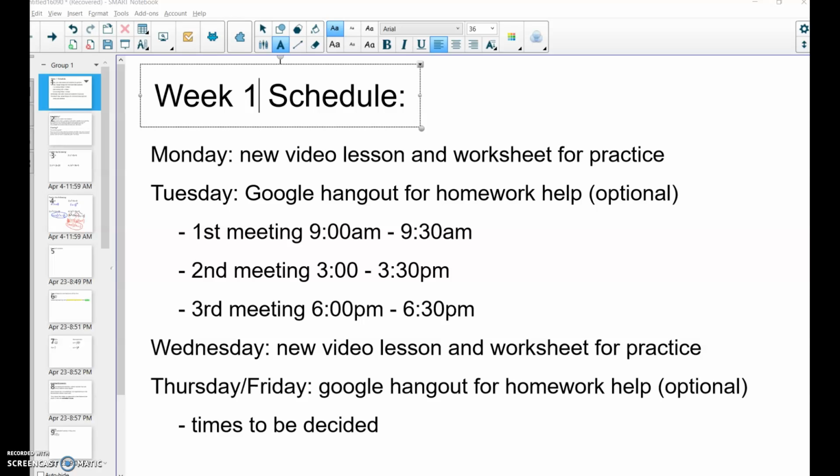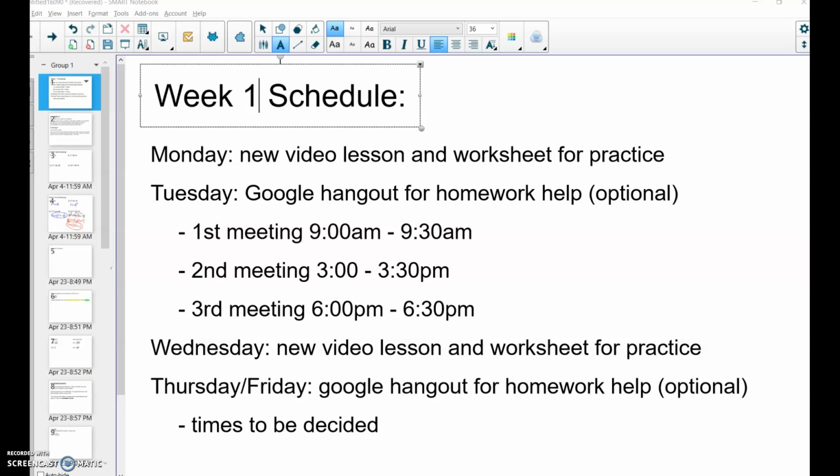And then on Tuesdays and probably Thursdays, if you can see on that slide, we have Thursday/Friday and the times are to be decided. But those days are when we'll have a Google Hangout slot that you can just log on to if you want. I'll post the link for that. That's just for you if you have any questions with homework, just need clarification, or you were trying the homework, didn't understand it, just wanted to see if you were on the right track, you can log on, and I will be available at those times to help you with any problems that you have for the homework.